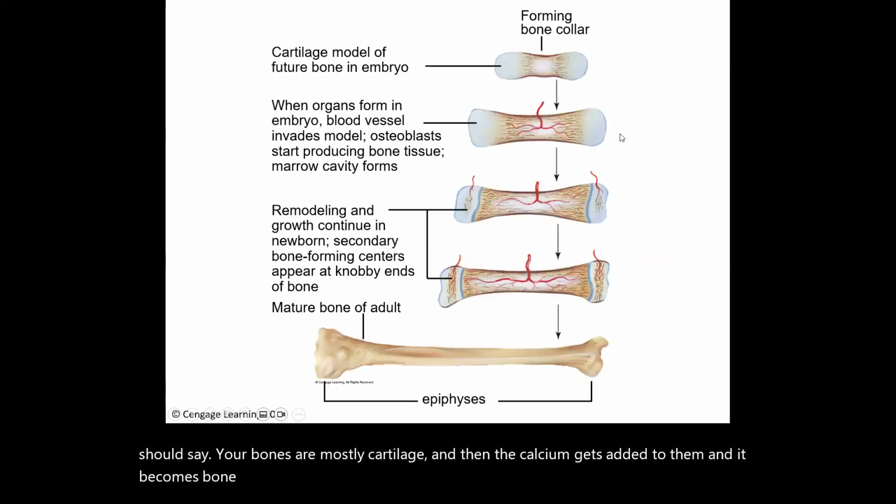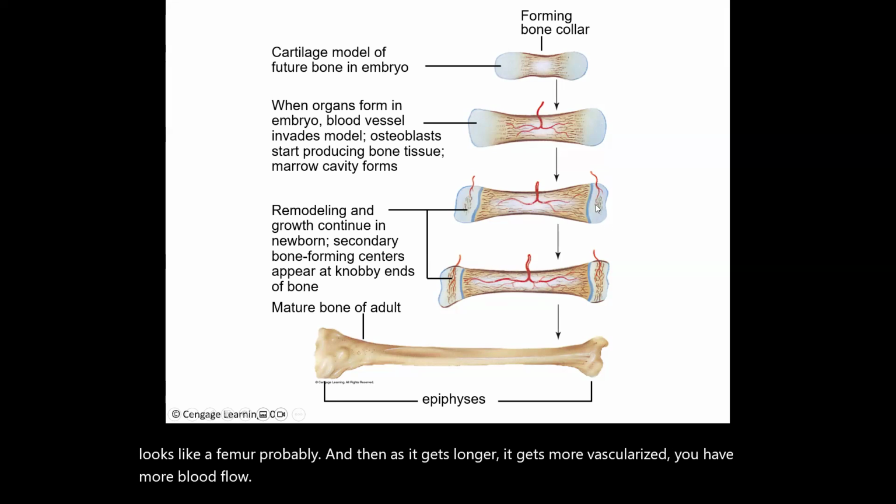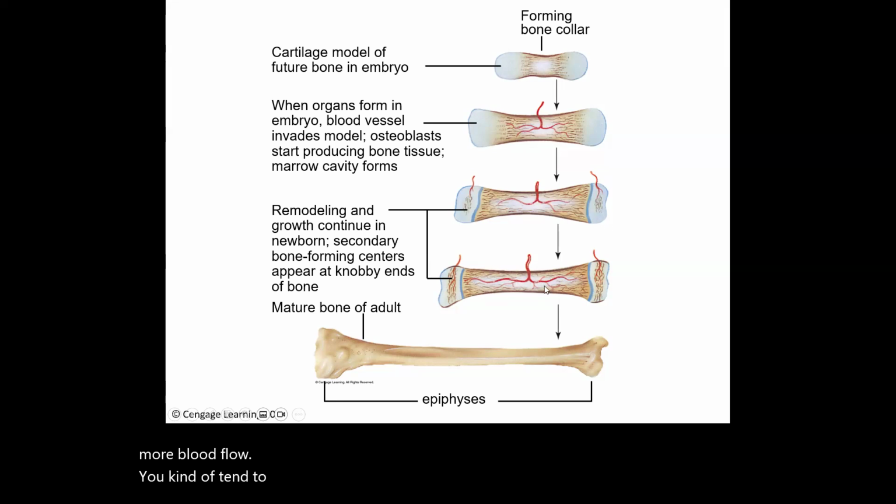And this is how bones are growing. So you can see the embryo there. This looks like a femur probably. And then as it gets longer, it gets more vascularized. You have more blood flow. You tend to form the two ends, and then you have the middle part.